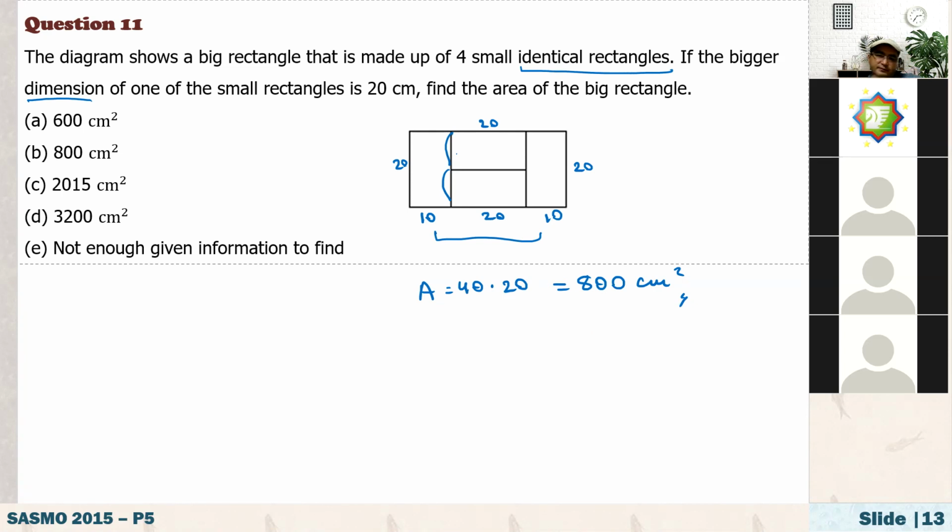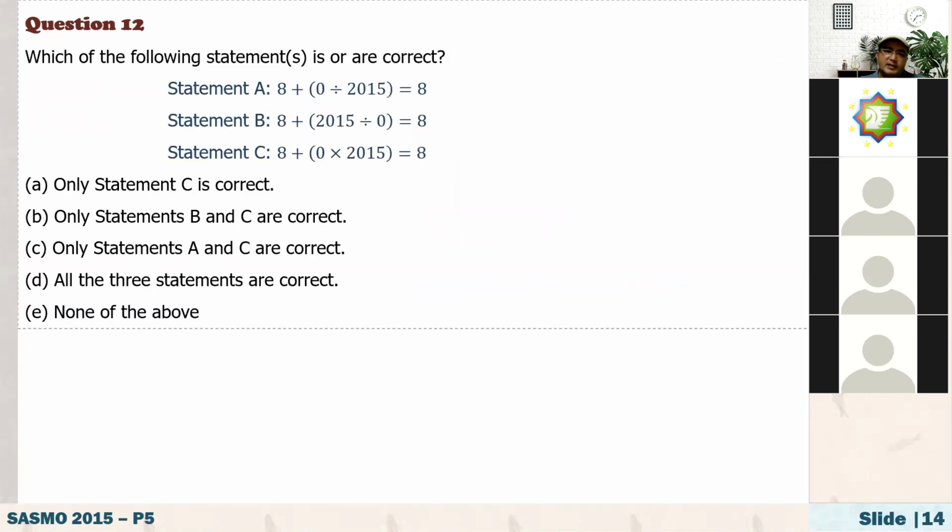Okay, Sunay, Turan. Let's move to the next question. So, Turan, can you read the question? Yes. Which of the following statements is or are correct? Wait, first, let's finish it first. Turan, continue reading.